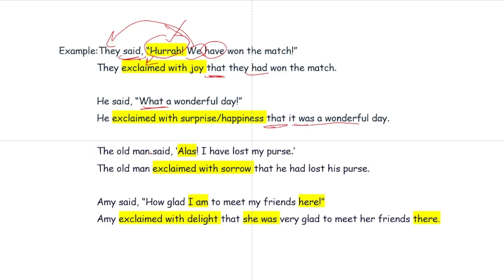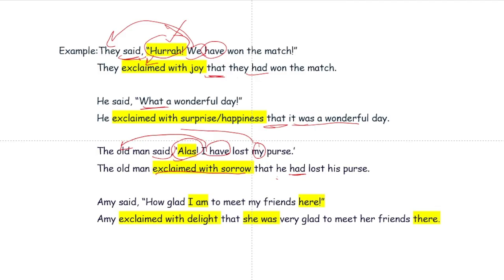Another example, the old man said, alas, I have lost my purse. Alas represents sorrow, right, or regret. So old man said will change into exclaimed with sorrow. That, who is I here? The old man, that he. Has and have will change into had lost. Whose is mine? The old man's. So his purse. The old man exclaimed with sorrow that he had lost his purse. Please pay attention to the nouns, pronouns, time, and place things, right? If you make any mistake in these, then your whole sentence gets wrong.